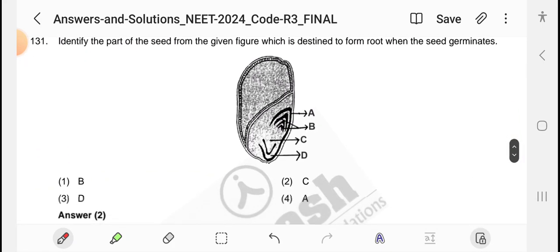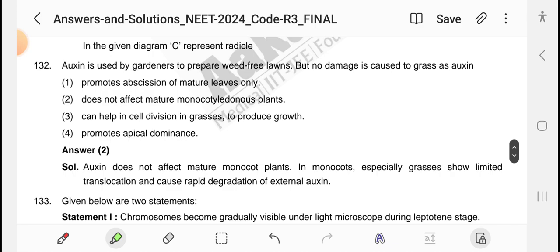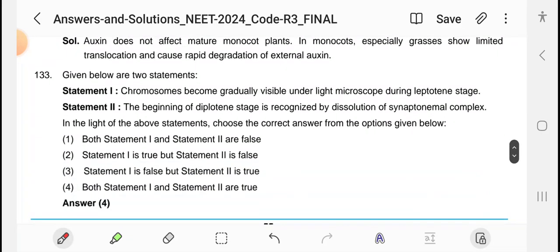So your next question, identify the part of seed from the given figure which is destined to form root when the seed germinates. See, this is a coleorhiza. So this is a radicle. So the correct option would be option number 2, which is radicle. Next, auxin is used by gardeners to prepare weed-free lawns, but no damage is caused to grass as auxin. So the correct option would be option number 2, does not affect mature monocotyledonous plants.